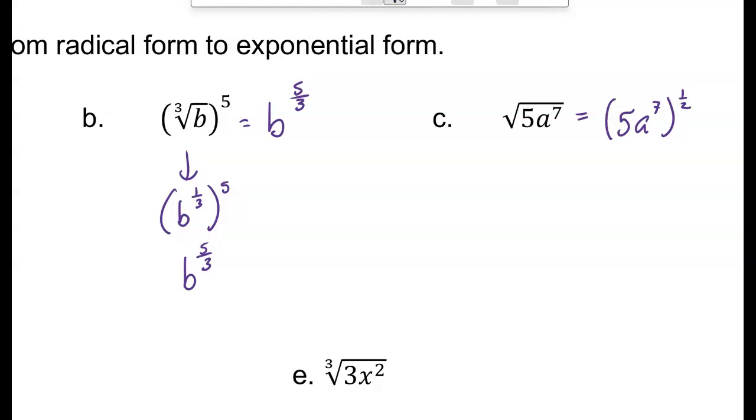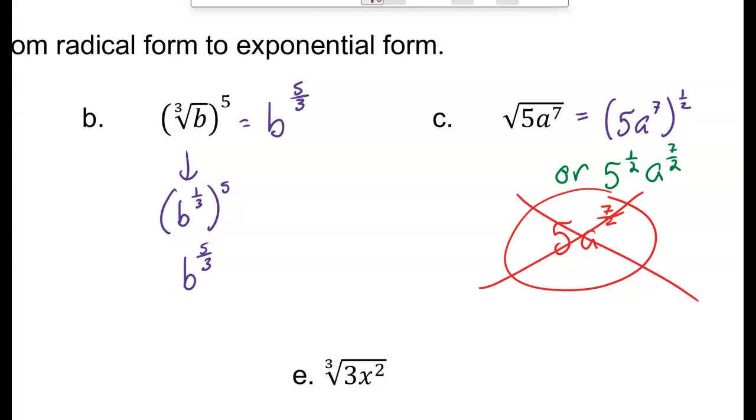Now, if you choose to do the power property, and you go 5 to the 1/2, a to the 7/2, that's okay. But whatever you do, don't tell me this. Because that's not true. Because the 5 also has to have what? The square root's also happening to the 5. Okay, here's what I want you guys to do. Do the last two problems. I'll be right back.